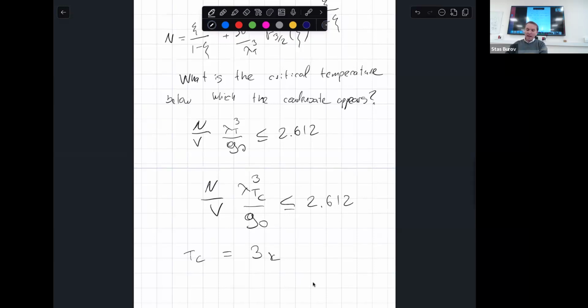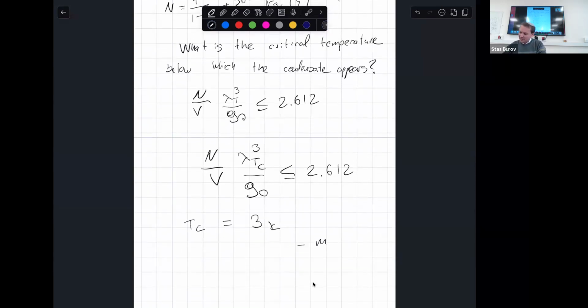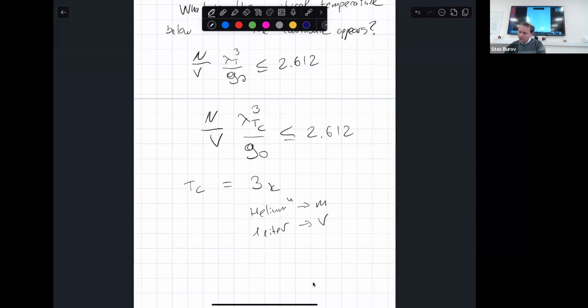3 Kelvin. So I substitute the mass of helium-4, and I substitute the volume of 1 liter, and I substitute n as 10 to the power 22. Okay, so I have Avogadro's number of particles of helium-4. I substituted all my expressions for lambda_TC, for everything inside here, and I get a critical temperature. Yes? What's g0 for helium-4? g0 is going to be 3. What's the spin of helium-4? I think it's 1. Okay.